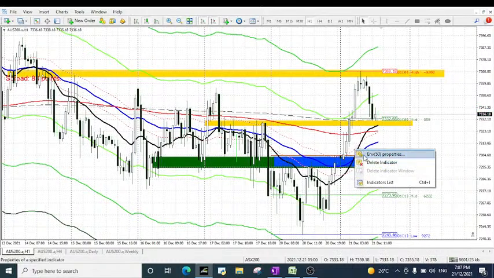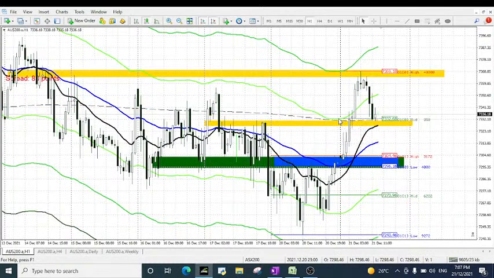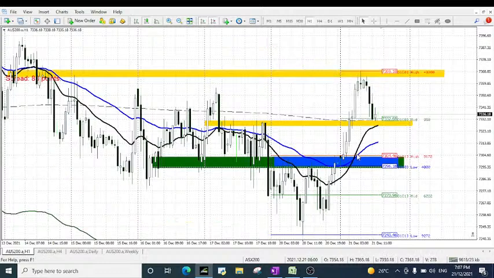Let me just remove all those things. In terms of my pullback trade, the two main indicators that I use are the 50 and 20 exponential moving averages. So the strategy basically is I'm looking for strong pushes. A strong push, wait for a pullback, we take the trade.